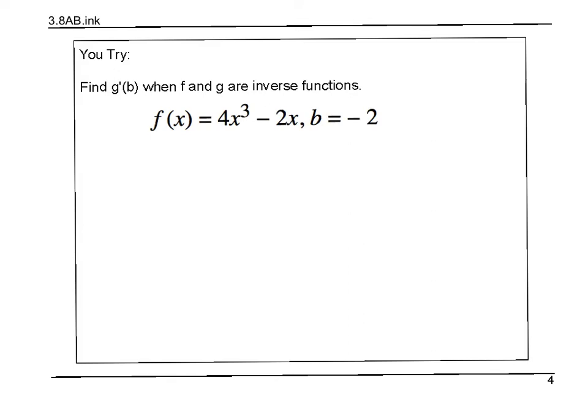Okay, you try. Find g prime of b when f and g are inverse functions. f of x is equal to 4x cubed minus 2x, and b is negative 2. I'm just going to pause for a minute so you can pause your video and try to work through this on your own. I'm going to work through silently.